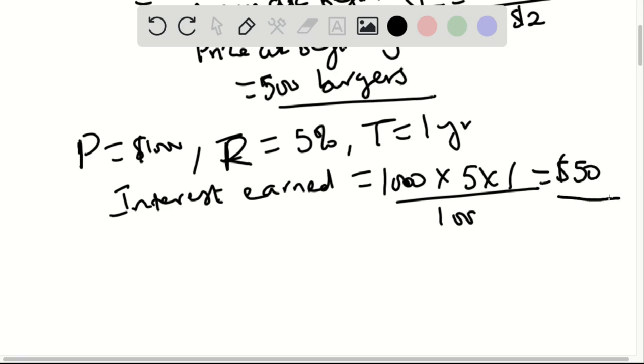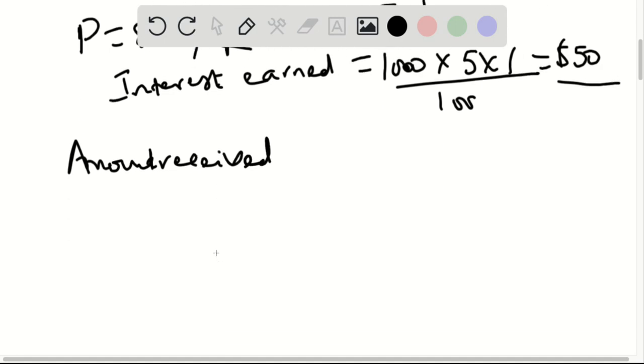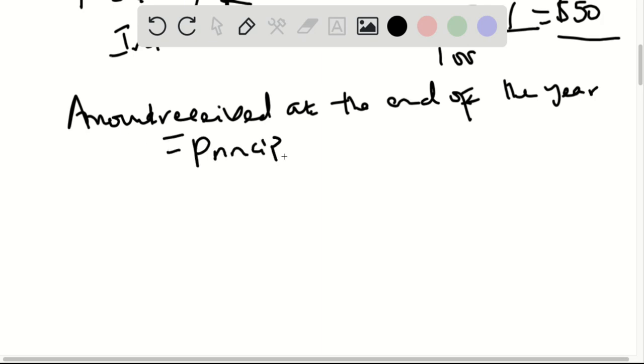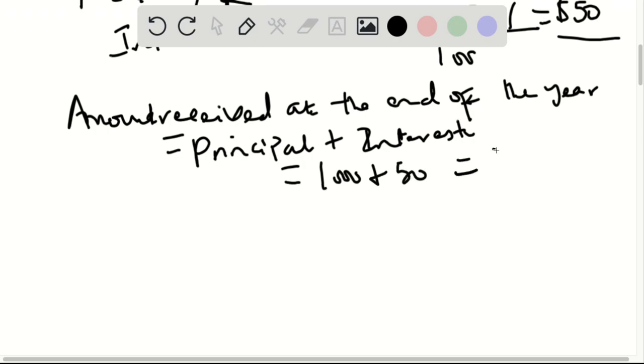So the interest earned is $50, and the amount received at the end of the year would be the principal plus interest, which is equal to 1,000 plus $50. So this is equal to $1,050.